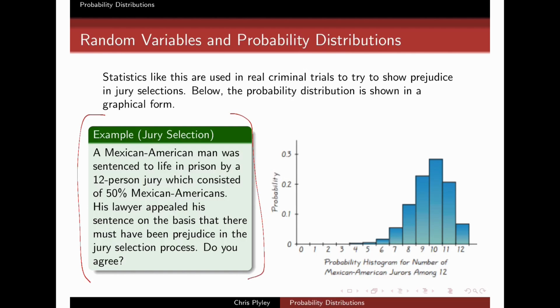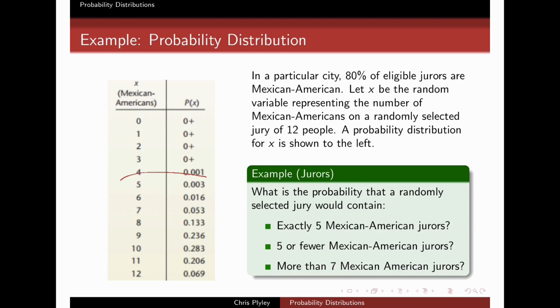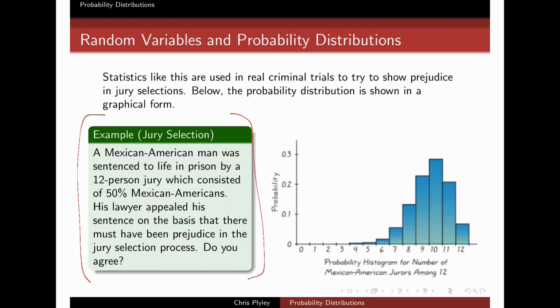So, if he was tried by a jury which had only 5 or less Mexican Americans on it, well, you might say that's possible. I mean, the jury is selected at random. Maybe we just randomly picked only 3 or 4 Mexican Americans and the rest were non-Mexican American. And so, if you were a judge and the lawyer appealed and said, this jury is clearly biased, there's only 6 of 12 were Mexican American, I want this case thrown out of court. I want a retrial. I want a mistrial.